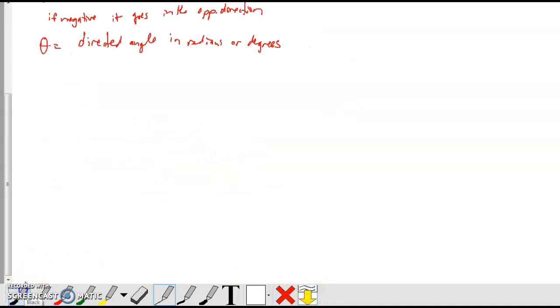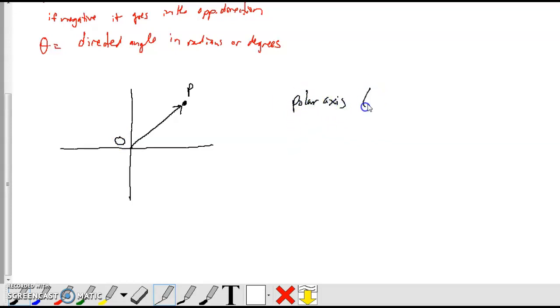So if I just drew a little picture, let's just draw an x-axis, y-axis, and let's just say we have a point P right here. So if I drew my ray starting at my origin, and my origin is our O, right? A polar axis is really just a ray, and technically the point that you start at is called the pole. It's the base point. Not that we have to remember this, but it's important.